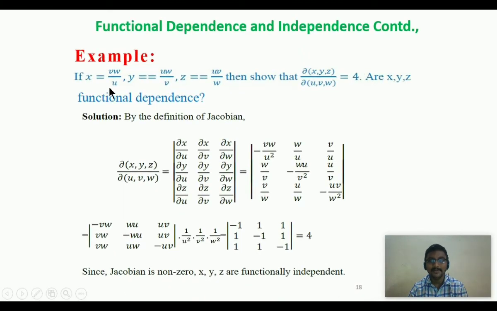Another example, prove that x, y, z are functionally dependent? Question mark. Just we have to compute the Jacobian of x, y, z with respect to u, v, w. All derivatives are substituted here. Now we have to simplify the determinant. On simplifying, we will get 4 as the result. So clearly the Jacobian value is 4 here. 4 means not equal to 0. Since the Jacobian is non-zero, x, y, z are clearly functionally independent.